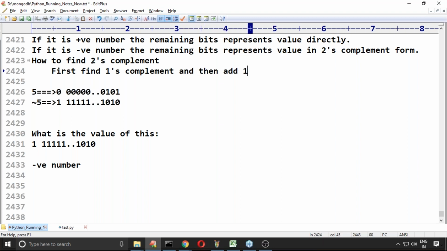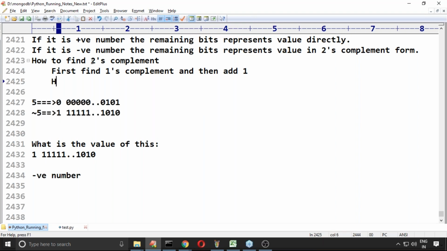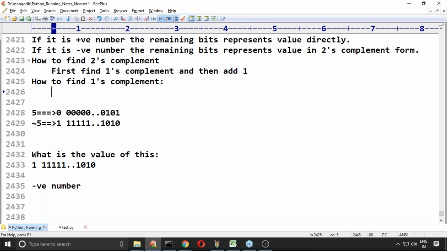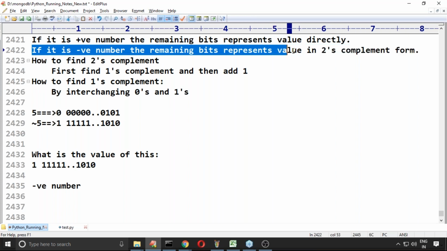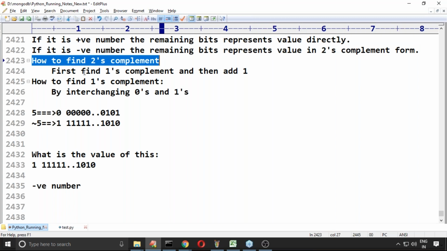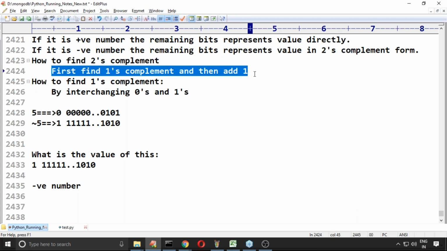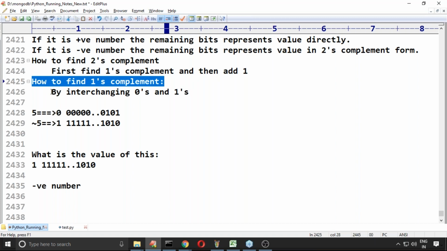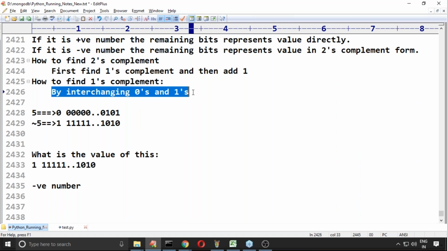Remember this one. So how to find one's complement? Because this theory must be required. One's complement is very simple. You can find it just by interchanging zeros and ones. Sir, observe that if it is a negative number, then the remaining bits represent the value in 2's complement form. How to find 2's complement, sir? First we have to find one's complement and then add 1. But how to find one's complement, sir? By interchanging zeros and ones.